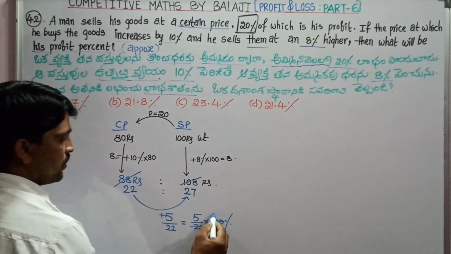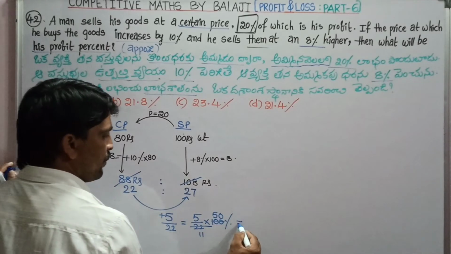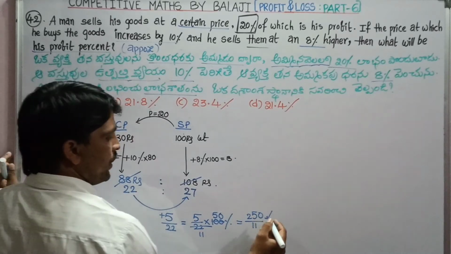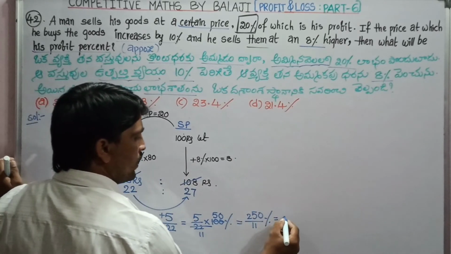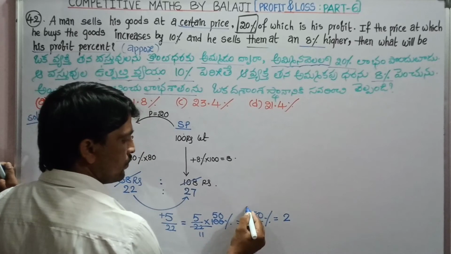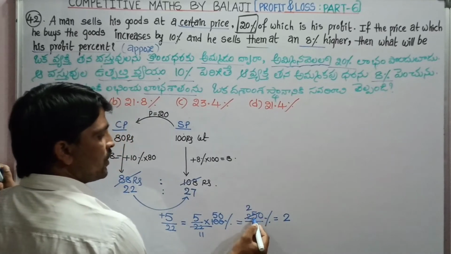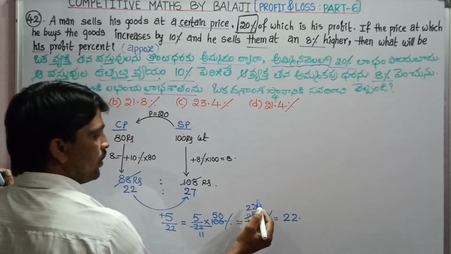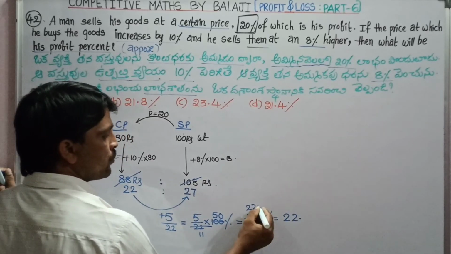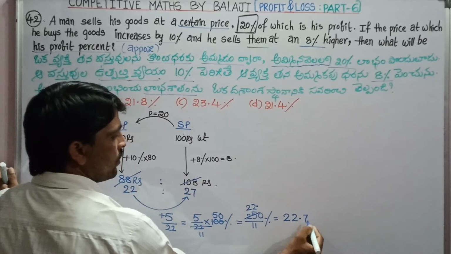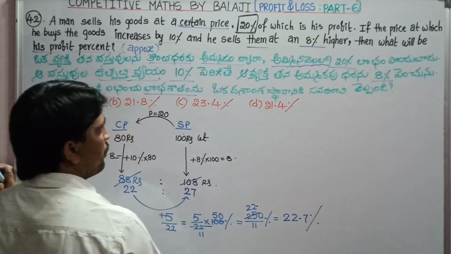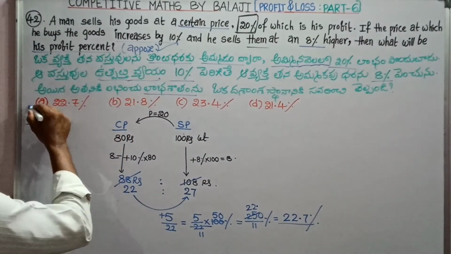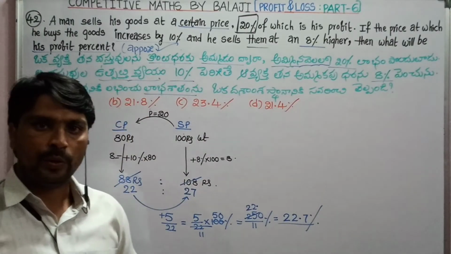2 11s, 2 50s. 5 50s are 250 by 11%. That equals 250 by 11. 11 2s are 22. 3 remainder, 3 0 is 30. Again 11 2s are 22. 8 remainder, put a decimal point, so it becomes 80. 11 7s are 77. But we have to give the answer approximate to 1 decimal place. So the answer is 22.7%.